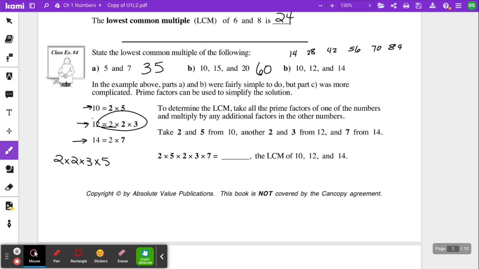Then I look at the number 14 and I say, I don't need to have extra factors in my answer, but I need all the factors of 14. So I need to put down the what? The 7, right? Okay, so there it is. So you multiply this together. That's 10. That's 20 times 21.